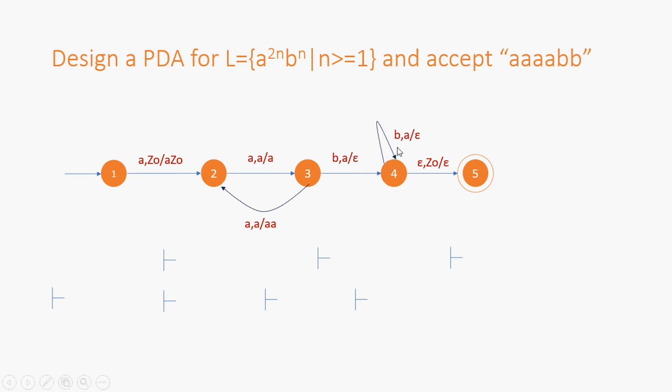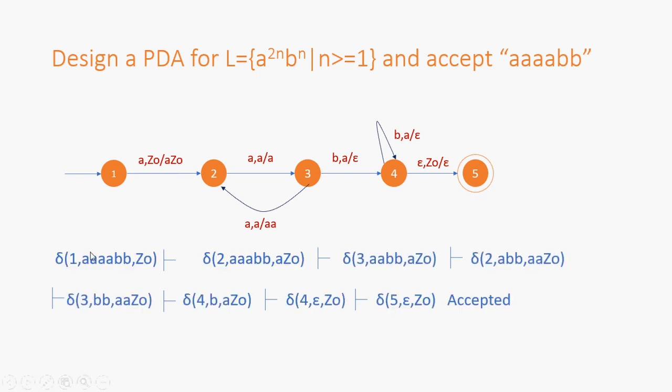In state number 4, this b comma a is an iterative process. As long as b is encountered, we will keep on popping a's from the stack. Now when input is epsilon, when topmost symbol is z0, we move to state number 5, that is called a final state. Now we will perform the simulation for this specific example.